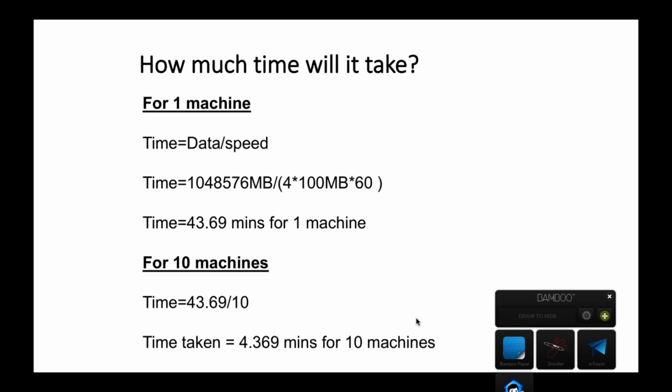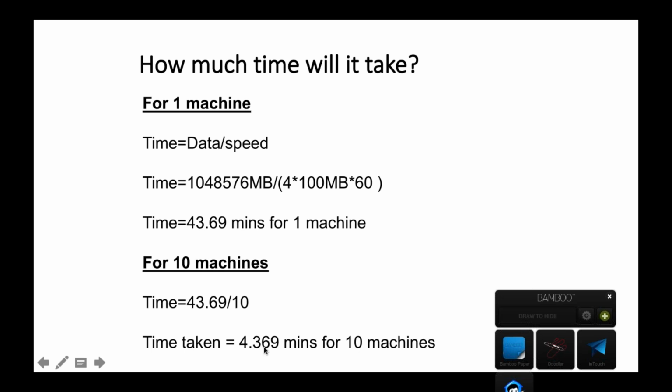While you calculate data by speed, what is the data in MBs? This is 1 TB in MB, divided by 4 cores times 100 MB, that is 100 Mbps, right? I need to convert into seconds, divide by 60. It has taken me, for one machine to process 1 TB of data, 43 seconds. Let's assume that is 1 hour. When I go with the 10 machines, the same data processed in parallel, I reach 10 seconds, I mean 4 minutes.